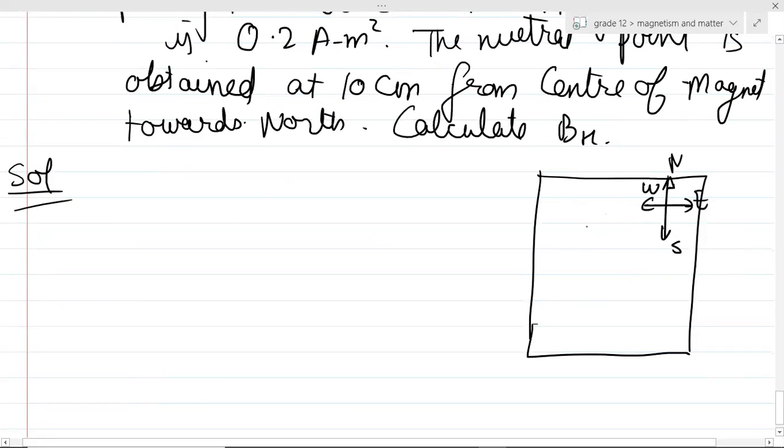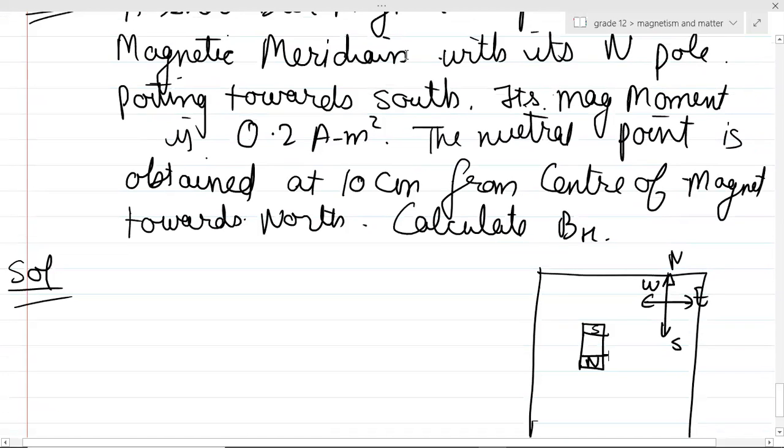Now they have said this particular thing that they have a bar magnet whose north is pointing towards the south. Yes or no? Is it like this? Can you see the north is pointing towards the south and south is pointing towards the north? Is the first statement clear? Yes, sir. They have given its magnetic meridian with its north pole pointing towards south. So if this is the case, then what will be the direction of magnetic moment?